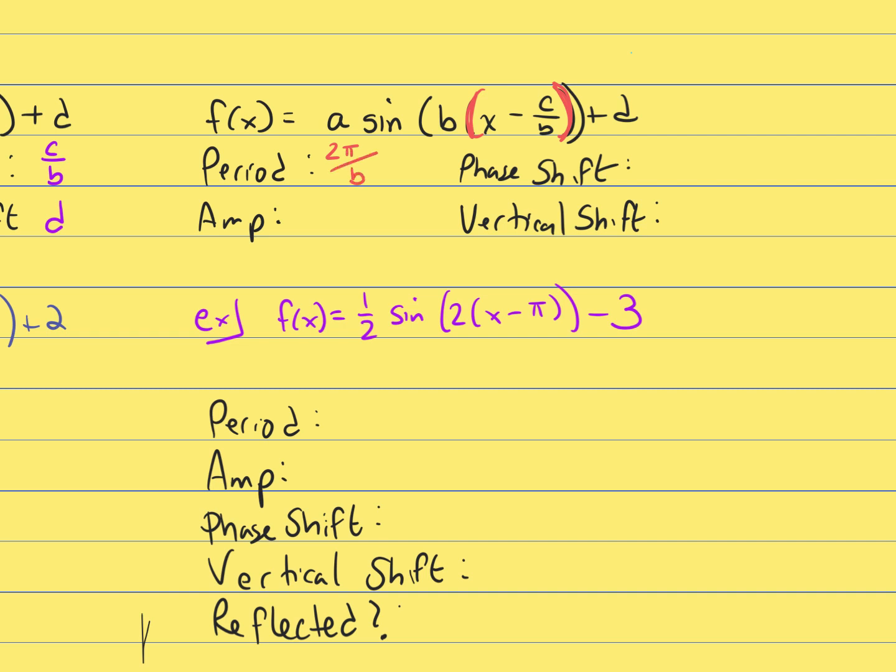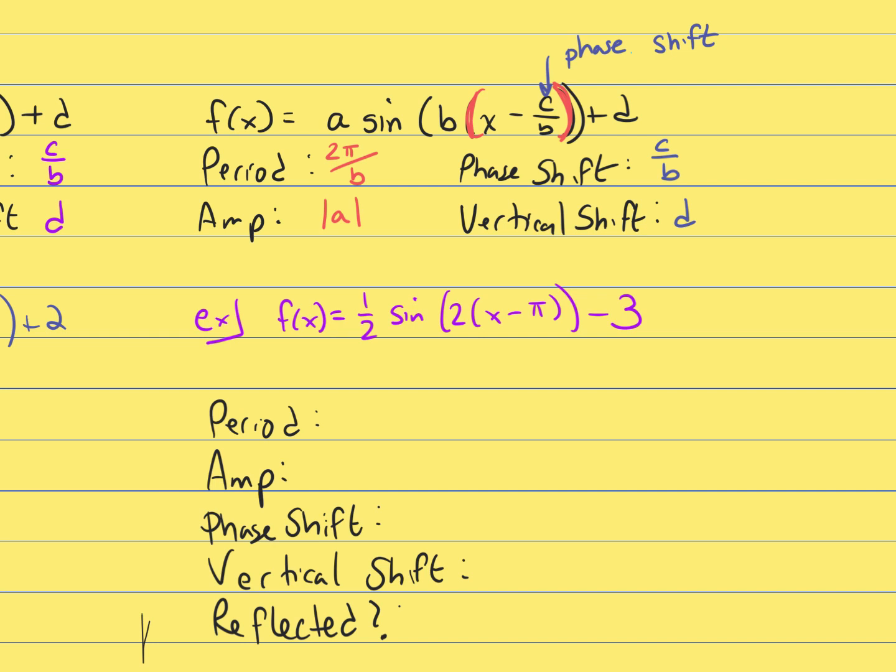It's 2 pi over b for the period. The amplitude is still the absolute value of a. But the nice thing is your phase shift, if you factor it out, is already taken care of. It's still this c over b, but now c over b is by itself in the parentheses. Then the vertical shift is d. So if it's factored out like that, you don't have to do c over b because it's already done for you.